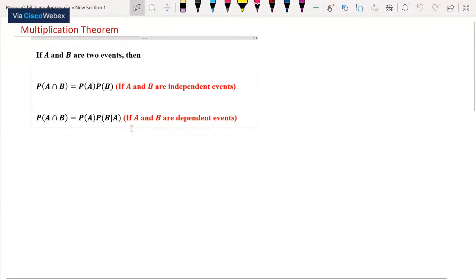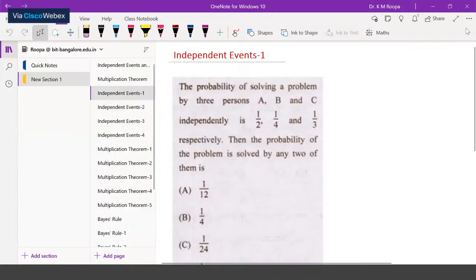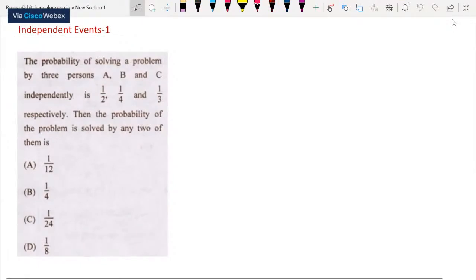Multiplication theorems depend upon independence. The addition theorem is dependent upon mutual exclusivity. The next step is to discuss the problems already given in the question paper. The first problem is on independent events. I'm just giving it a name, that's all. In the exam, they're not going to mention it.